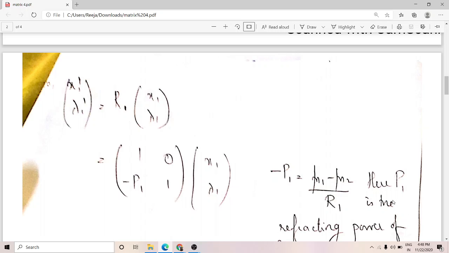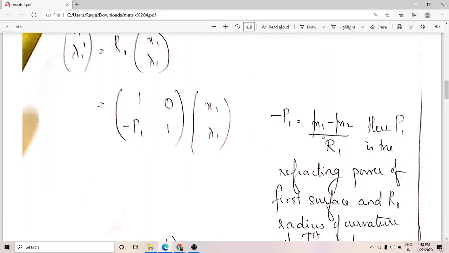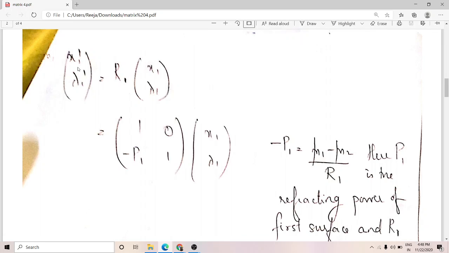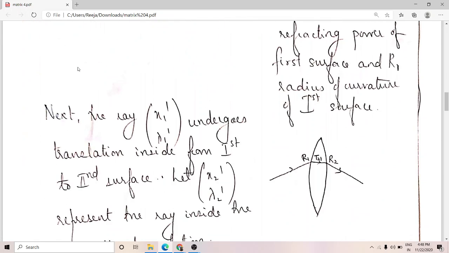Where minus P1 is (mu1 minus mu2) by r1, where mu1 is the refractive index of the medium through which the ray passes first. If it's air, it is 1, and mu2 is the refractive index of the lens. So 1, 0, minus P1, 1 into x1 lambda 1 will give us x1 dash lambda 1 dash, that is the ray after first refraction.